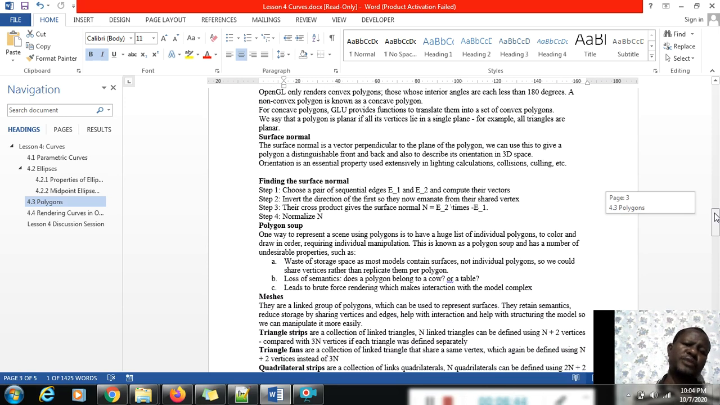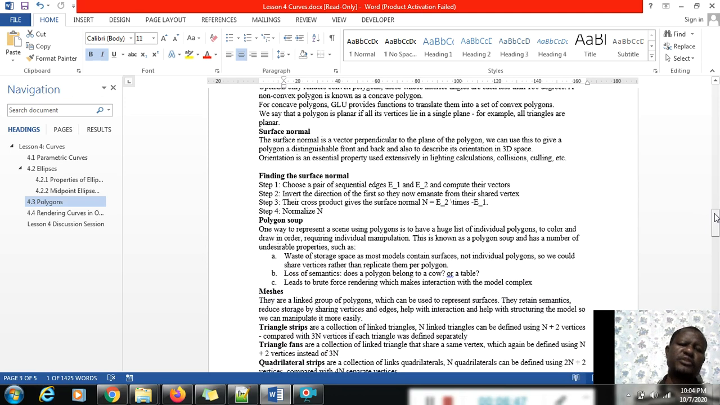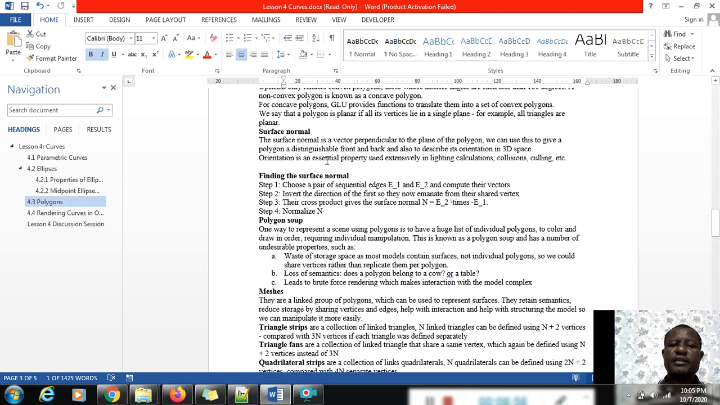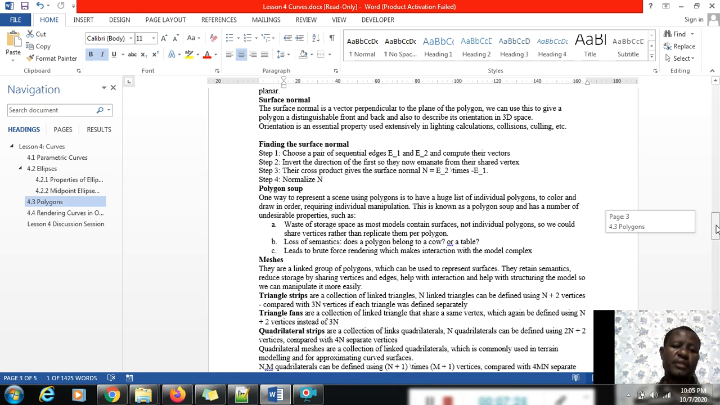When you're dealing with polygons, we come across terms such as surface normal, which means that if we have a surface, let's say a triangle or any polygon, the vector perpendicular to the plane that defines that polygon is what you're referring to as the surface normal. If you want to find the surface normal, we basically carry out what we call a cross product of the surface and then we get the surface normal.